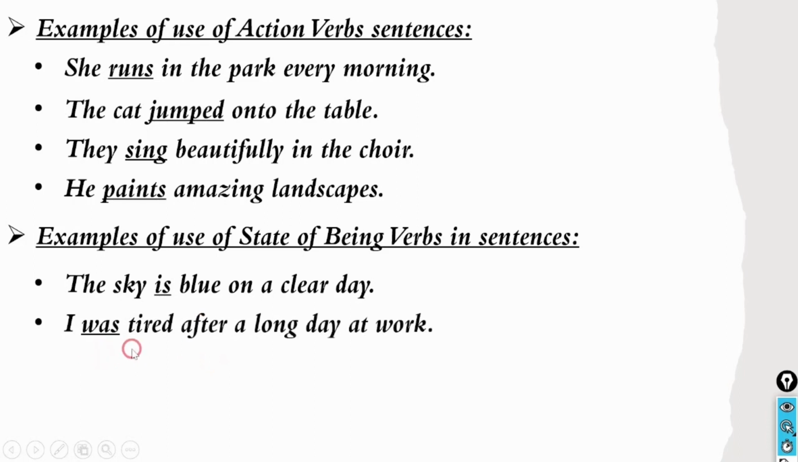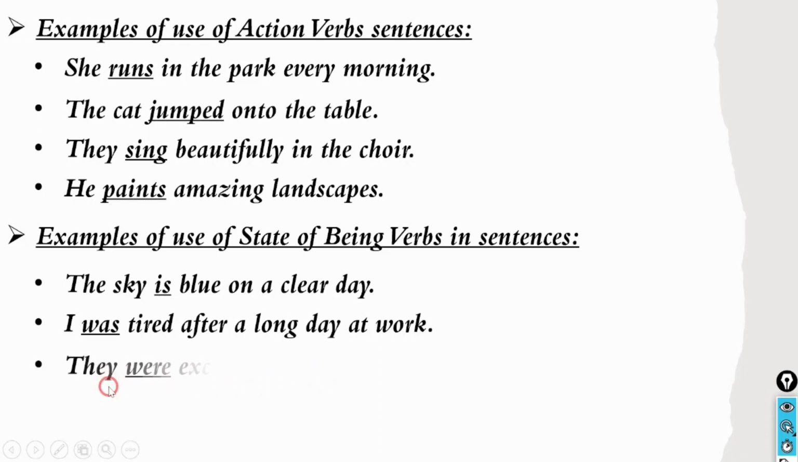Then I was tired after a long day at work. I was tired after a long day at work. So was is indicating the state of how someone is after a long day at work. So you can't say I tired after a long day at work. That is not going to make sense. So when you include the was, meaning now you are making more meaning. It is telling you now the state of being of the subject. I was tired after a long day at work.